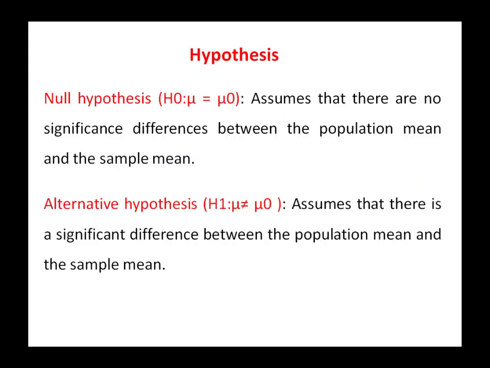Hypothesis of the one sample t-test. Null hypothesis, H0: mu equals mu 0. Assume that there is no significant difference between the population mean and the sample mean. Alternative hypothesis, H1: mu not equal to mu 0. Assume that there is a significant difference between the population mean and the sample mean.